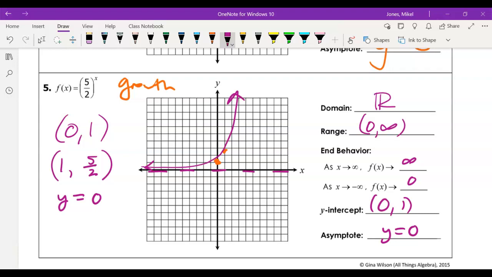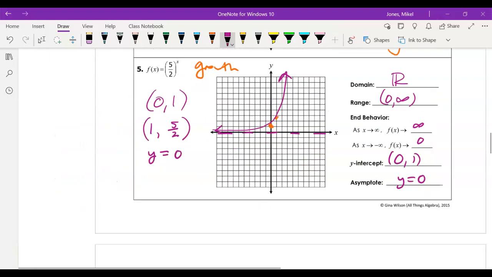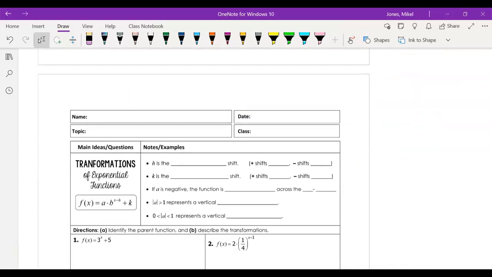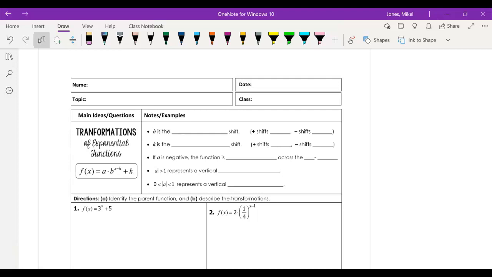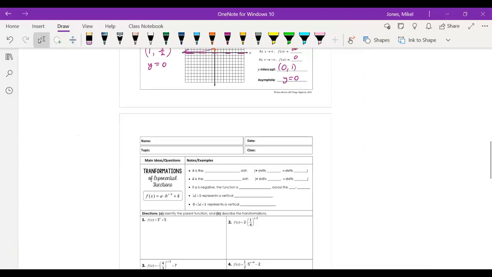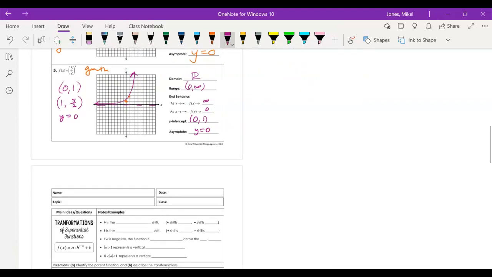Okay, so these are examples of the parent functions for exponential growth and decay. Okay, so what we're going to do now is add in transformations. So let me just really quickly write out what we know for parent functions. Parent functions for exponential.